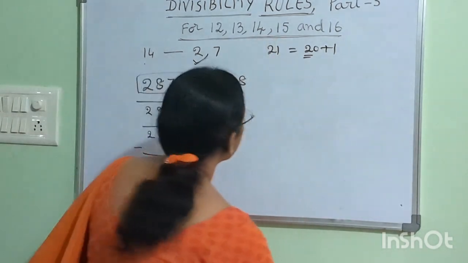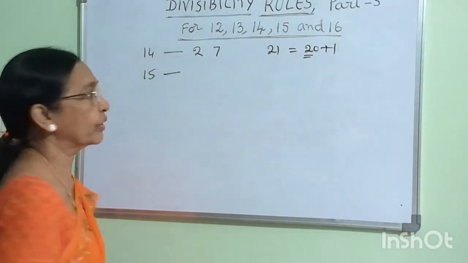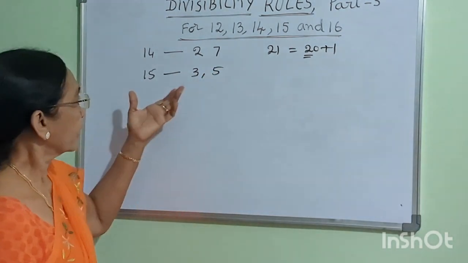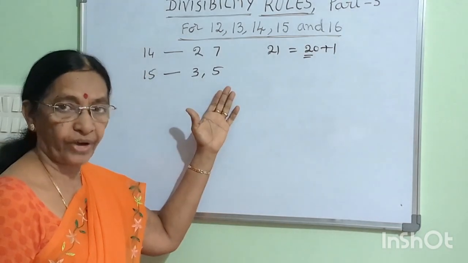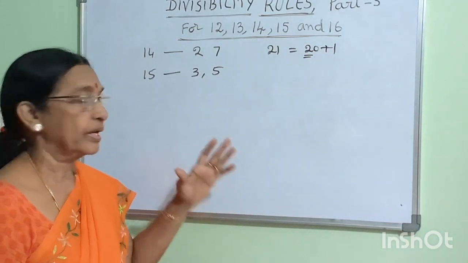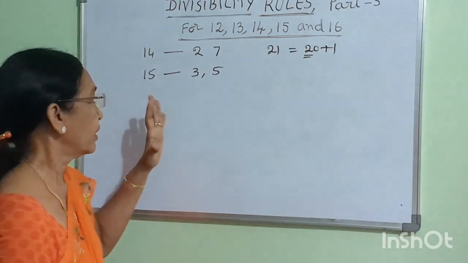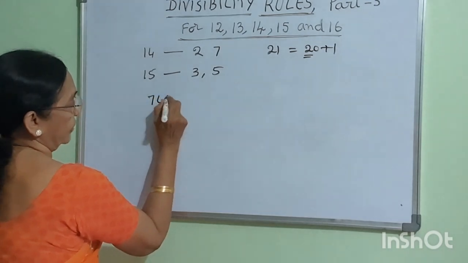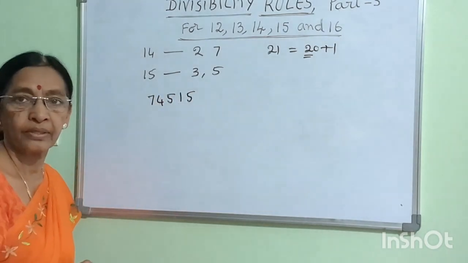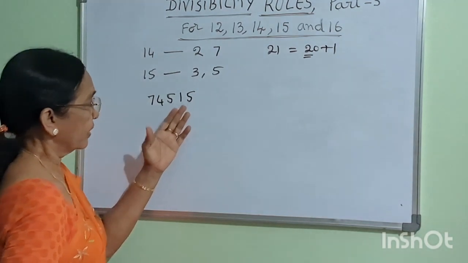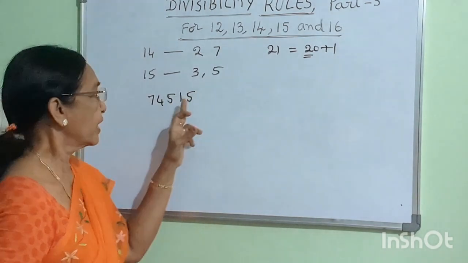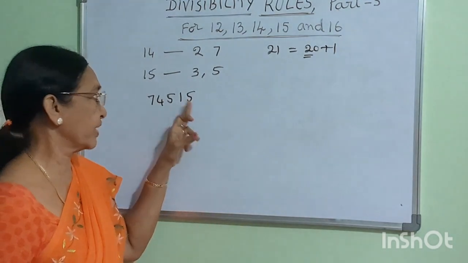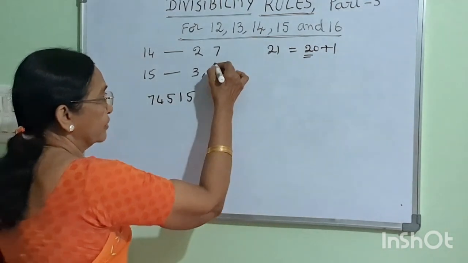Next, number 15. 15 is a product of 3 and 5. So, if a number is divisible by 3 and also 5, that number is divisible by 15. Suppose we take a number, 74,515. The divisibility test rule for 5 is that the units digit of the number must be 0 or 5. Here it is 5. Therefore, it is divisible by 5.